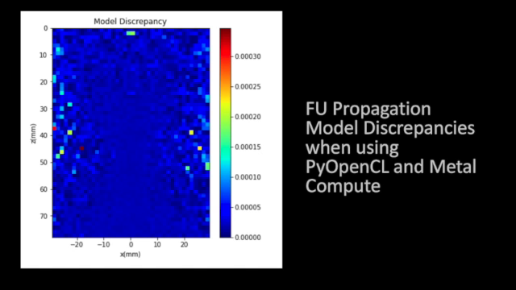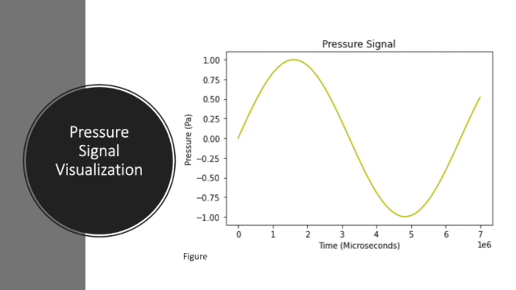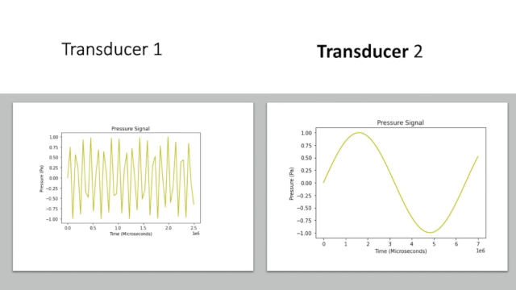But to ensure that the metal code worked adequately, it was implemented on a spatial transducer. The spatial transducer has no central part to it, as shown through the left side of the model spatial acoustic transducer, which means that the beams should come from the left and the right, which is accurate. And since it has a 750 kilohertz frequency, the focal point should be much lower, which is correct. This is the pressure signal, and it differs quite largely from the other pressure signal because this transducer is a spatial transducer, and it has a 750 kilohertz frequency.